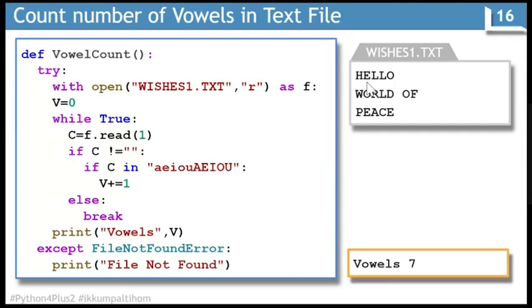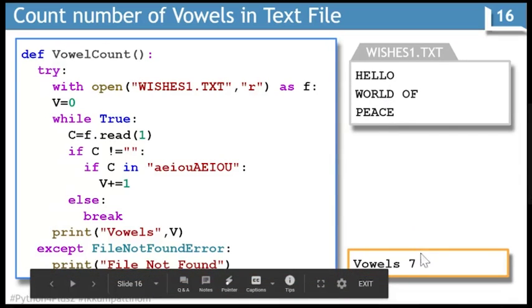So in this case, you can see in hello, you have 2 vowels. In world of, you will have 2 more, that is 4. And in peace, you have 3 vowels. So 4 and 3 is going to make it 7. So 7 will get displayed from this logic.